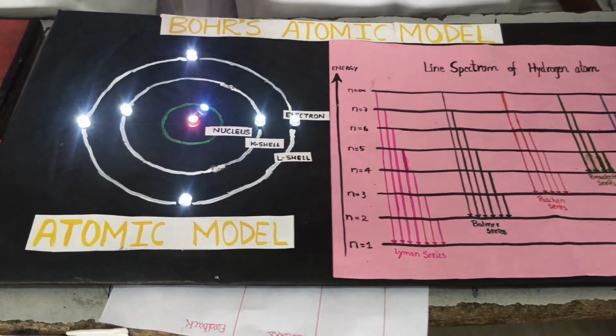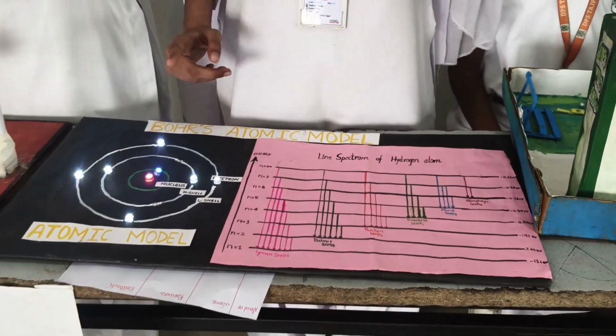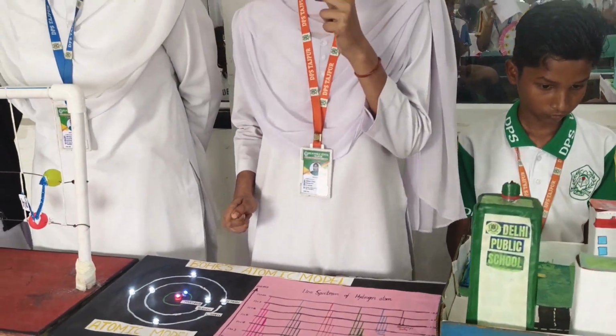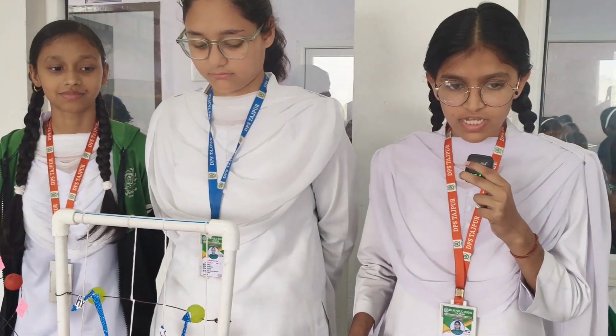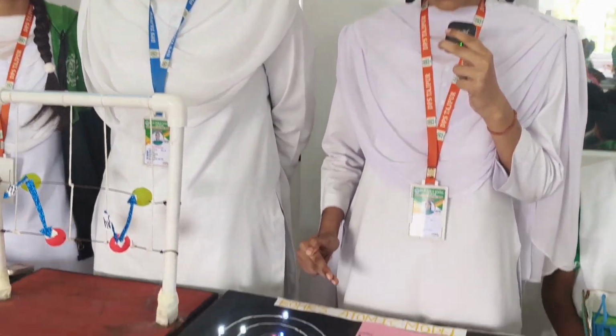If the number of electrons is 2, we know it is the K shell, which can hold a maximum of 2 electrons. And if the number of electrons is 8, we know it is the L shell, which can hold a maximum of 8 electrons.